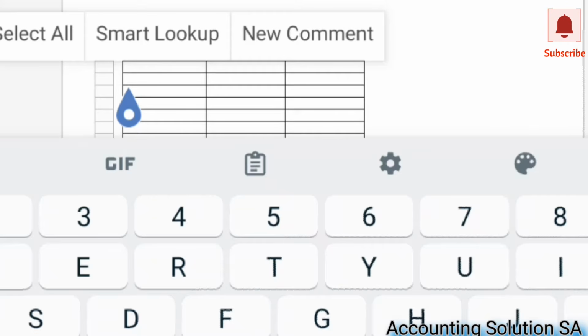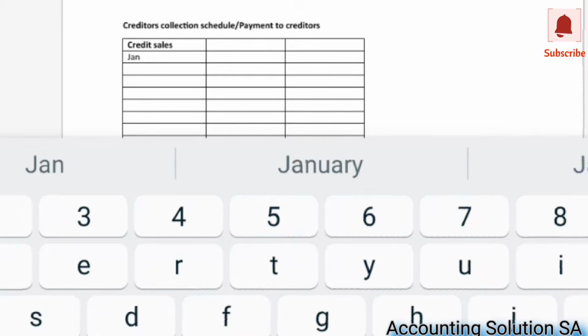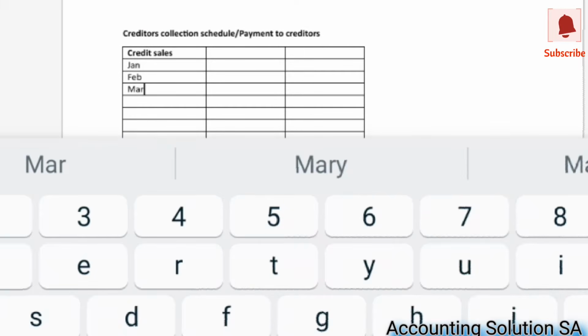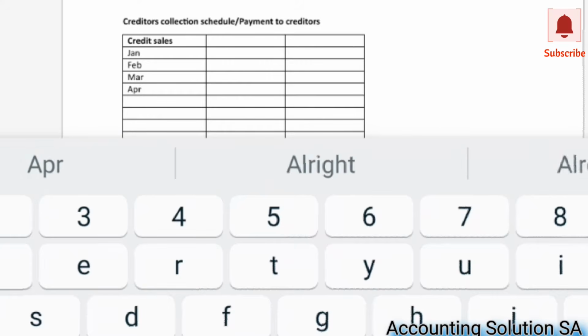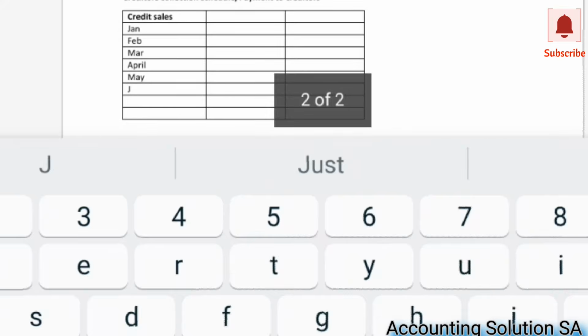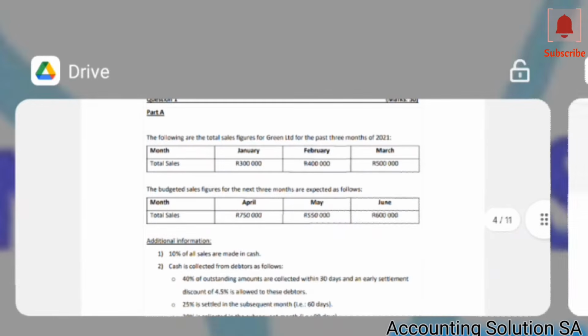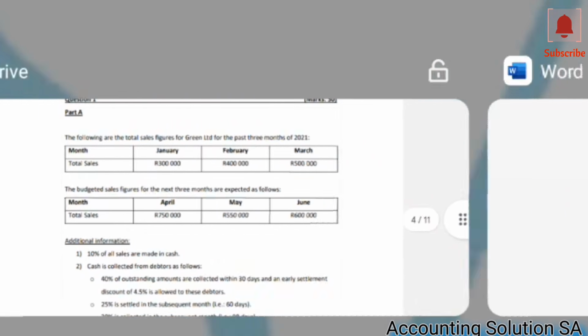Let me put them. Let's put January, February, March, April, May, and June. So that's the months that you have to put, guys. Then after that, you copy those amounts and convert them into credit sales, which is 90% as we concluded. It's 300, 400, 500. Let's start with these three.